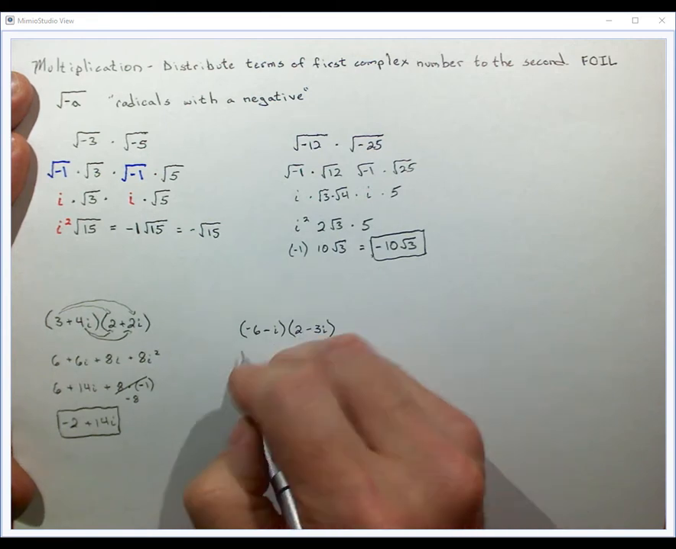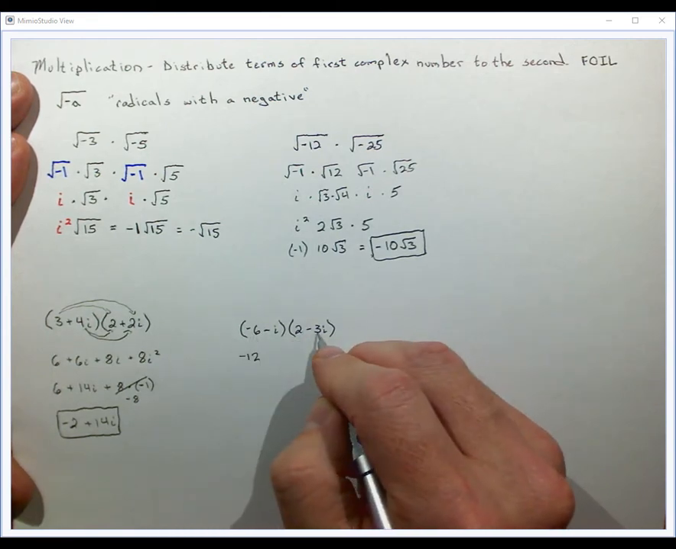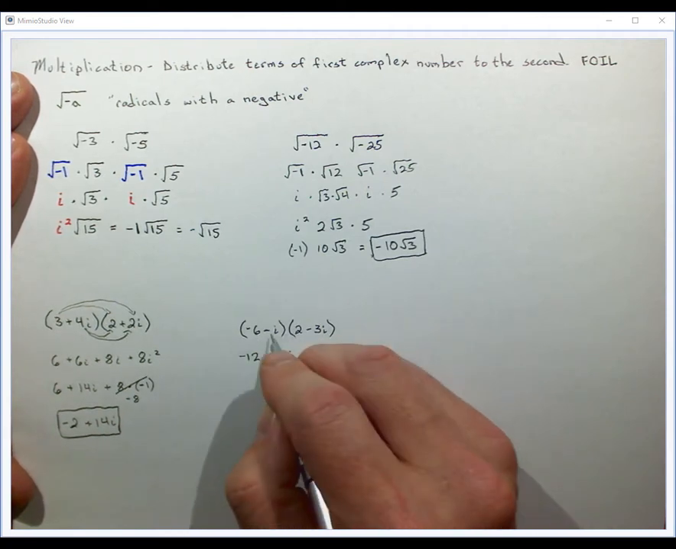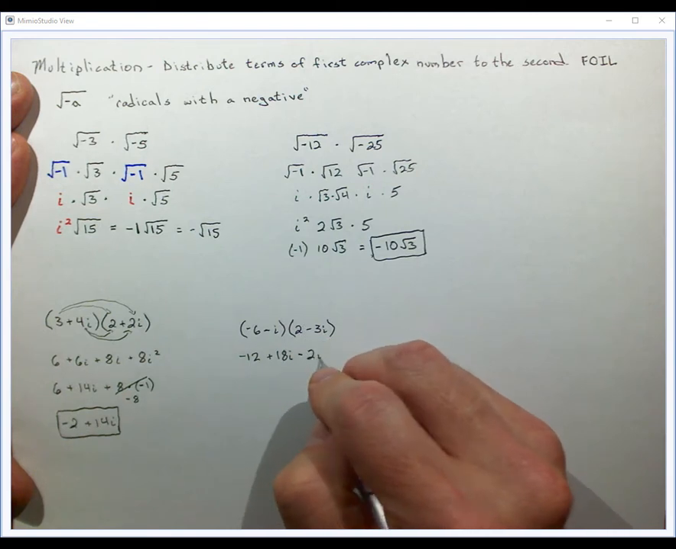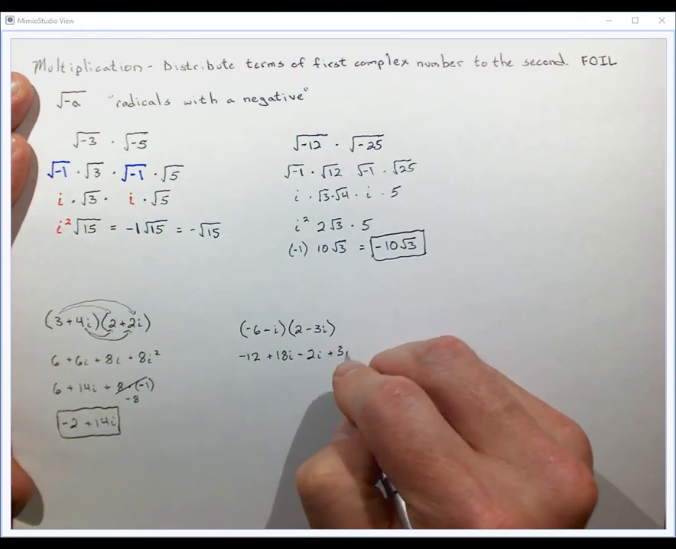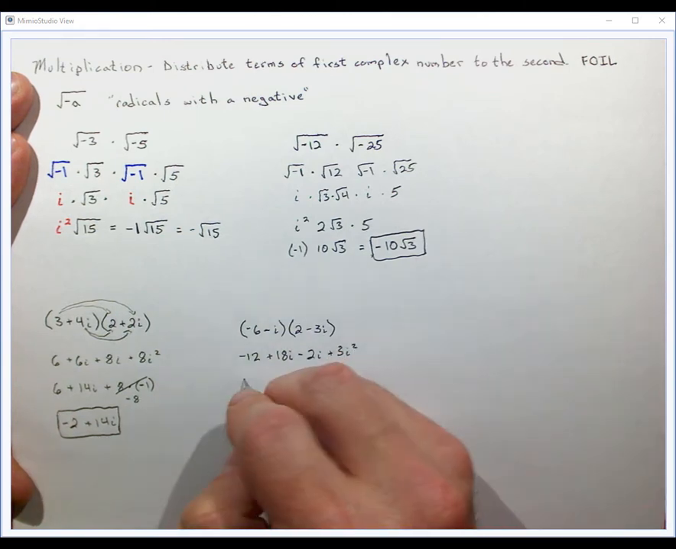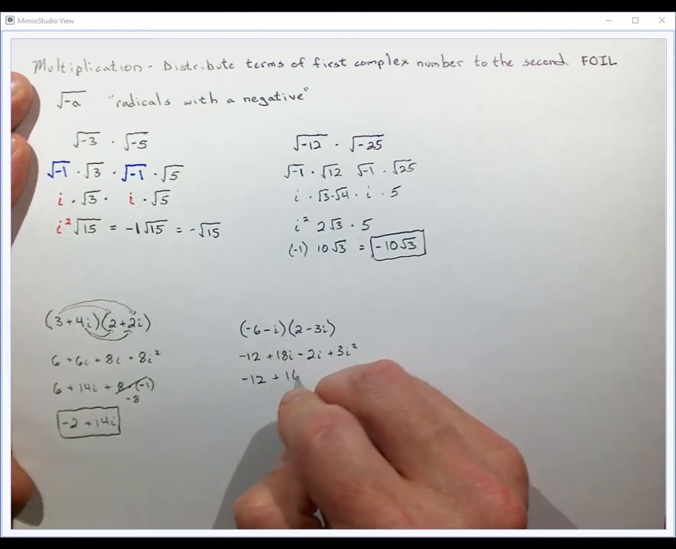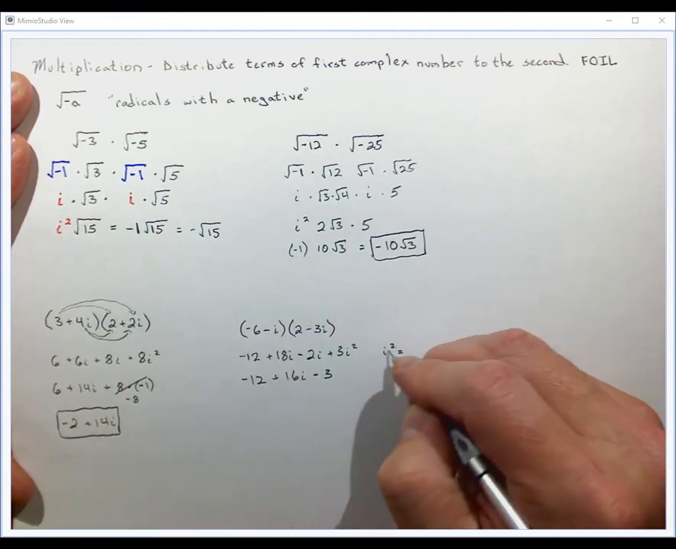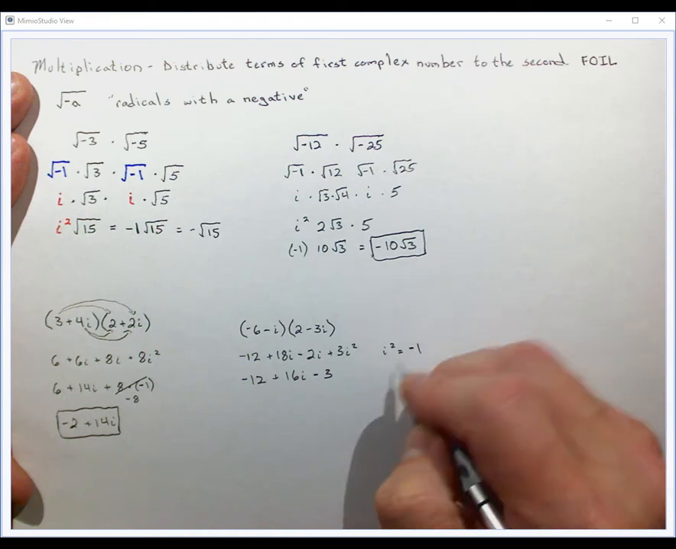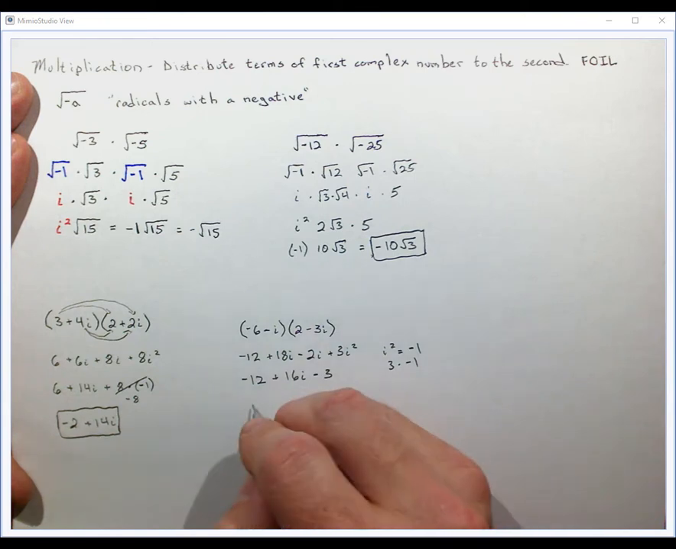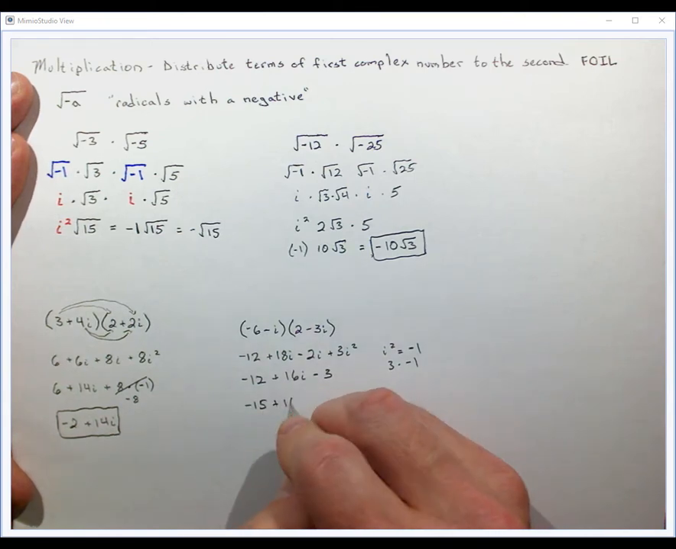Next one, negative 6 times 2 is a negative 12. A negative 6 times a negative 3i is plus 18i. Negative times a negative is a positive. A negative I times 2 is a negative 2i. A negative I times a negative 3i is a positive 3i squared. I have a negative 12 plus 16i minus 3, because again, what does I squared equal? A negative 1. So that turns into 3 times a negative 1, negative 3. Negative 15 plus 16i.